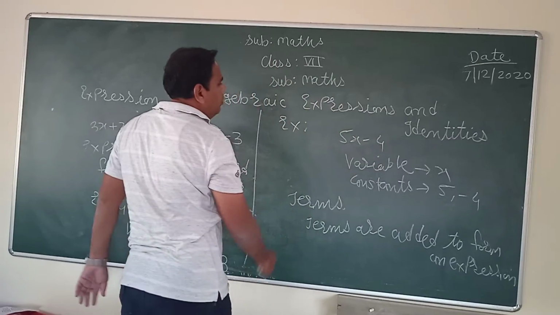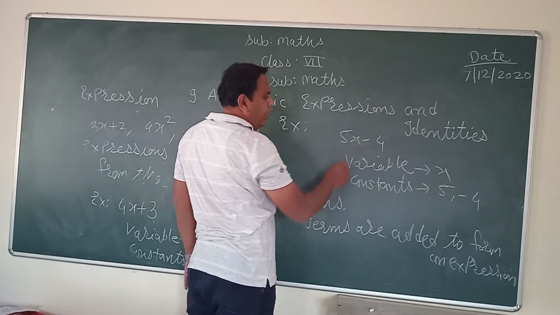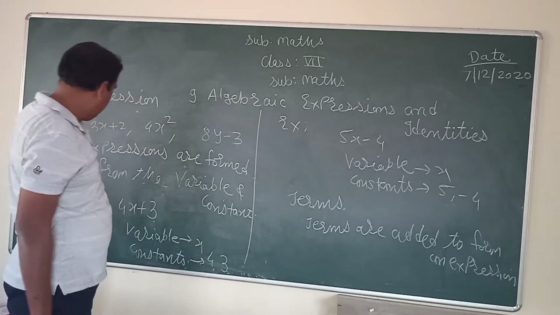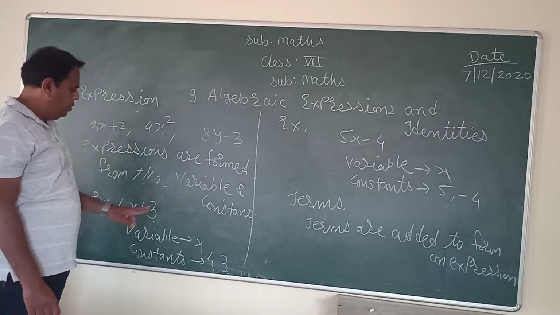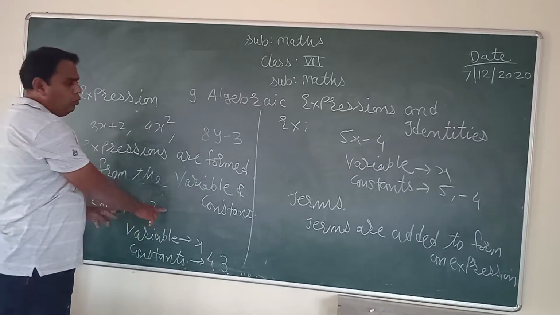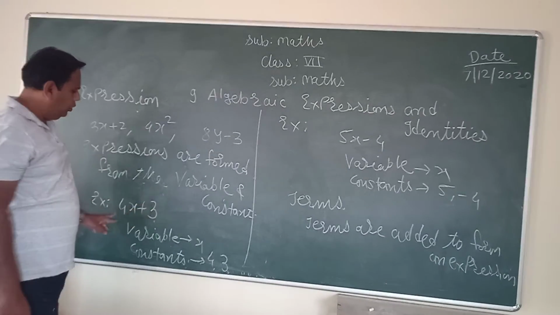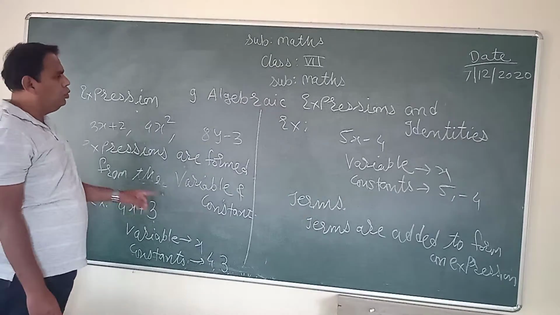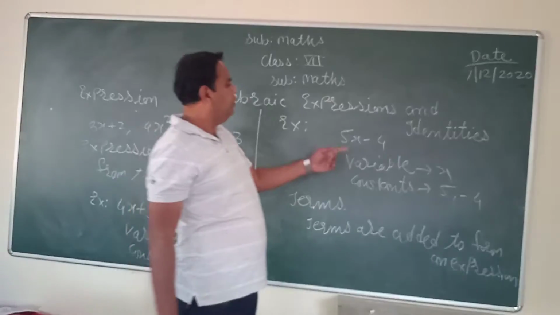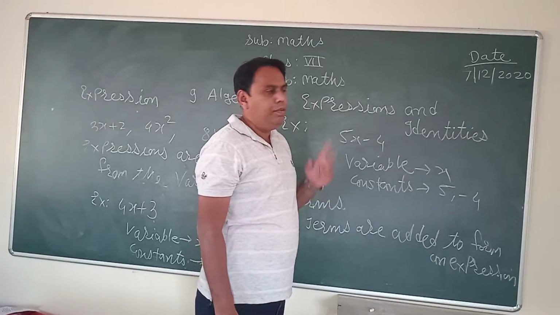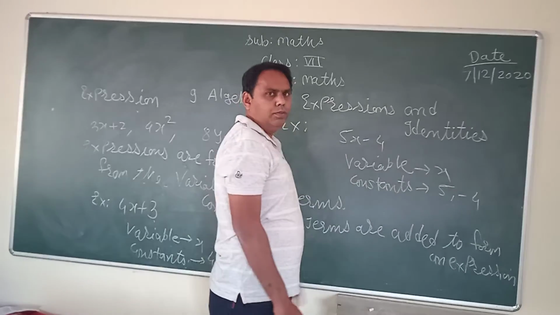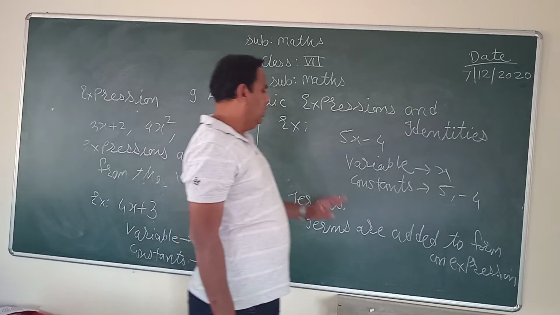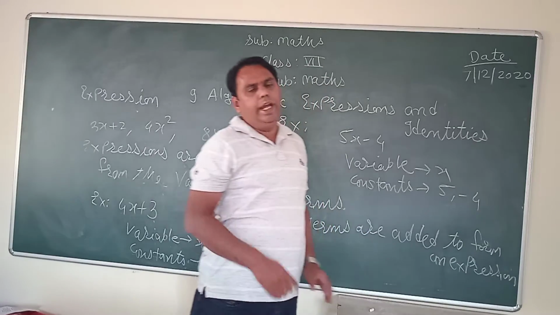Means terms here, students. Suppose this example. Here 5x is the first term. Minus 4 is the second term. Here in these examples 4x is the first term. 3 is the second term. यहाँ ये 2 terms हैं. These 2 terms are added to form an expression. इसे हम कहते हैं expressions. And in this expression it has 2 terms. यहाँ पे 2 terms हैं. It is also an expression and it has 2 terms. In which 2 terms? 5x and -4. ये हमारे लिए terms हो जाते हैं. That means here terms are added to form an expression here.